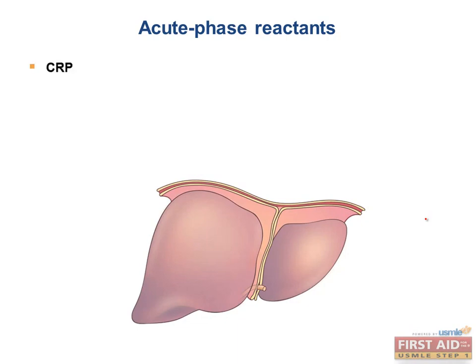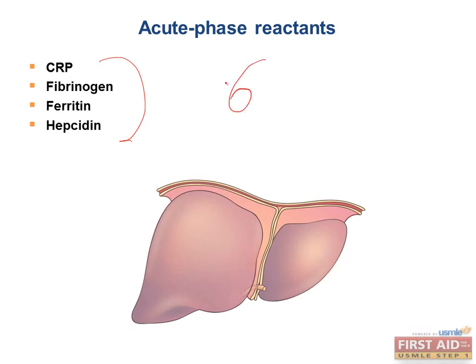There's a bunch of inflammatory proteins. C-reactive protein. Fibrinogen, like clotting proteins, iron proteins like ferritin and hepcidin. All these proteins are released whenever there is inflammation. And what is the interleukin that's responsible for the release of these from the liver? Interleukin 6. Very good. We'll talk about interleukins in a little bit.